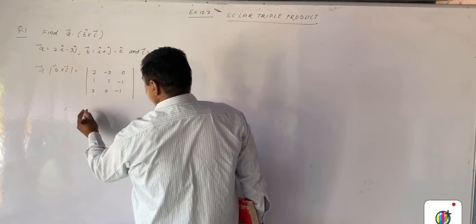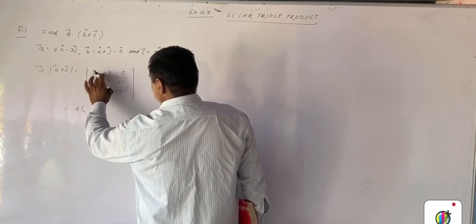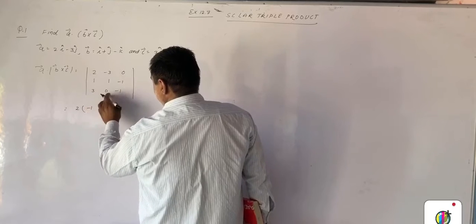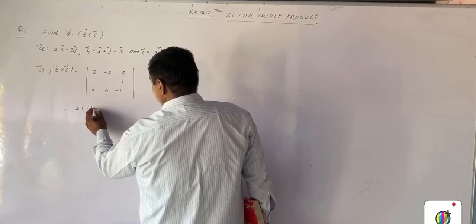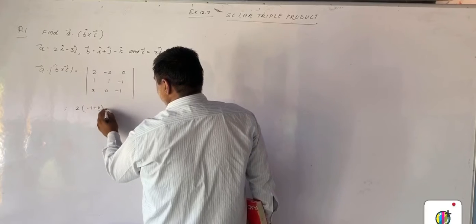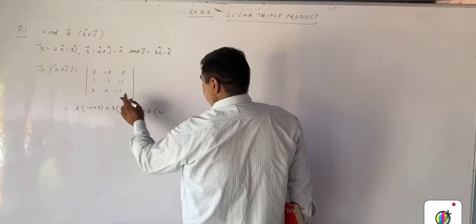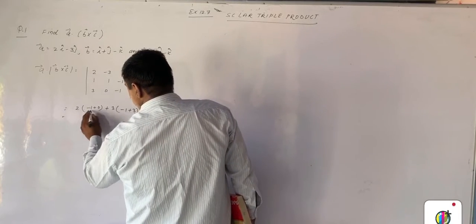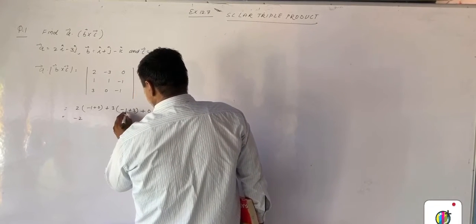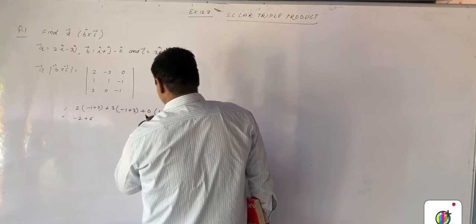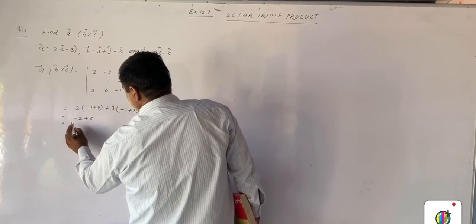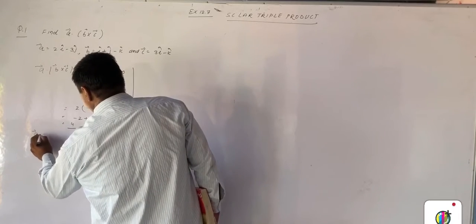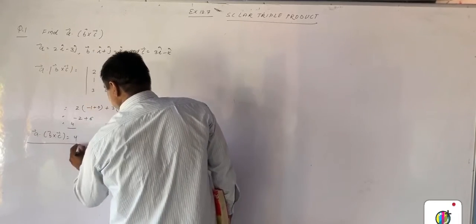Now expand by the first row: 2 into this, the first row and first column cancel, we get this multiplied by -1, this multiplied by 0. Now the second component is -0, 3 multiplied by -3. Now solve this. This is -2, 3 minus 1, 2 plus 6 and this is 0. So we get 4. So the scalar triple product of these vectors, vector A dot vector B cross C, is 4. This is your first part.